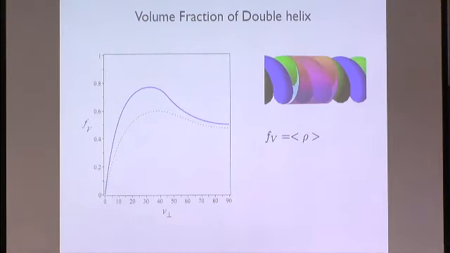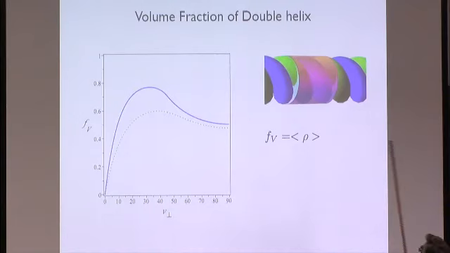Now I want to say something about what we call the volume fraction. The volume fraction has something to do with the fact that we now consider all these helices packed in the sense that they touch each other, but they don't use space equally efficiently. The question is, which of the helices uses space most efficiently?